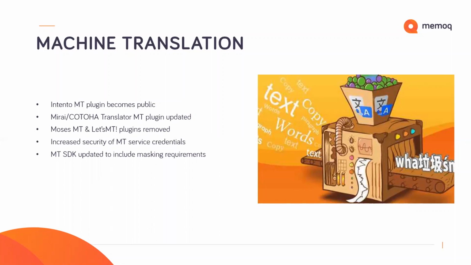effort. So aside from Intento, we updated our Mirai Koto Translator MT plugin with some automatic pre- and post-translation processes. For the first time in a while, we actually removed two MT plugins, Moses and Let's MT. And this is because the authors of these MT plugins informed us that they are discontinuing the service or have discontinued it. And so now, as you look at the number of MT services in 9.1, you will actually see that it's reduced by one because we added one new and removed two.